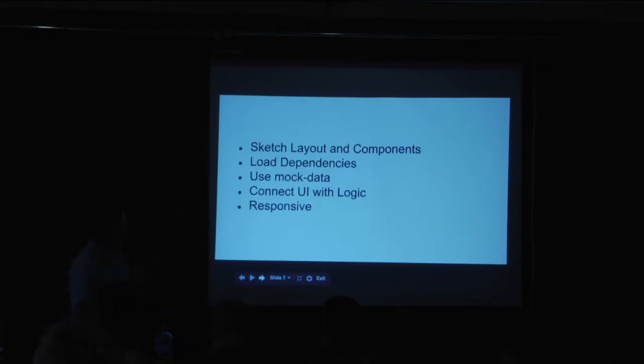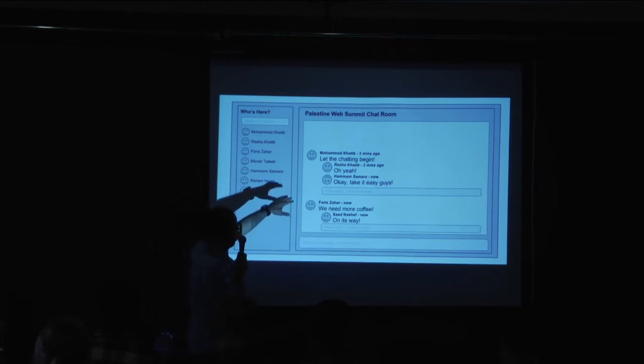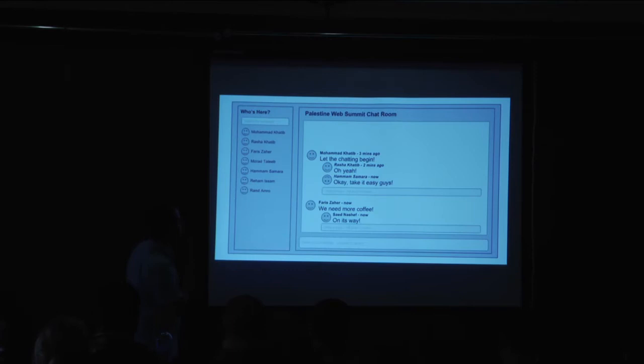All right. So basically, when you want to use material design, they give you these guidelines, and the first is to sketch the layout with components. This is a quick sketch of what I imagine my application would look like. There is a list of who's in the chat room, then the chat messages and nested replies to these chat messages, then the field that you type in, and the search field to filter these people.